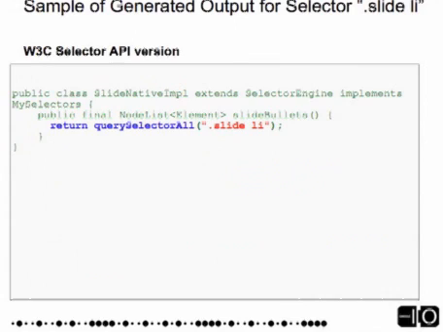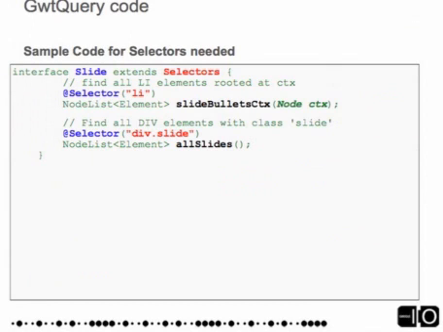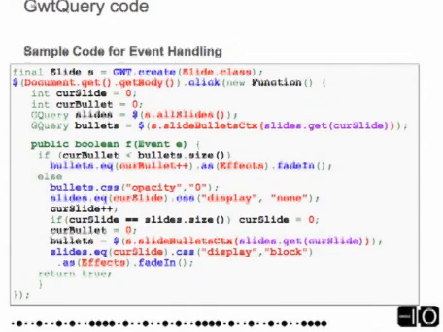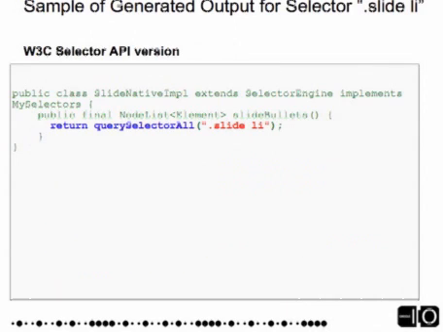I want to show you an example of what the generators output. If you go back and look at this interface here, it has methods called allSlides and slideBulletsContext. The generator emits a Java file called SlideNativeImpl. This is for Safari 3.1, and it has a method on it called allSlides. This is literally the code: querySelectorAll of .slide li. That's it. And the GWT compiler will actually inline this, and you end up with essentially one line of code in the output. That's why we get so small.